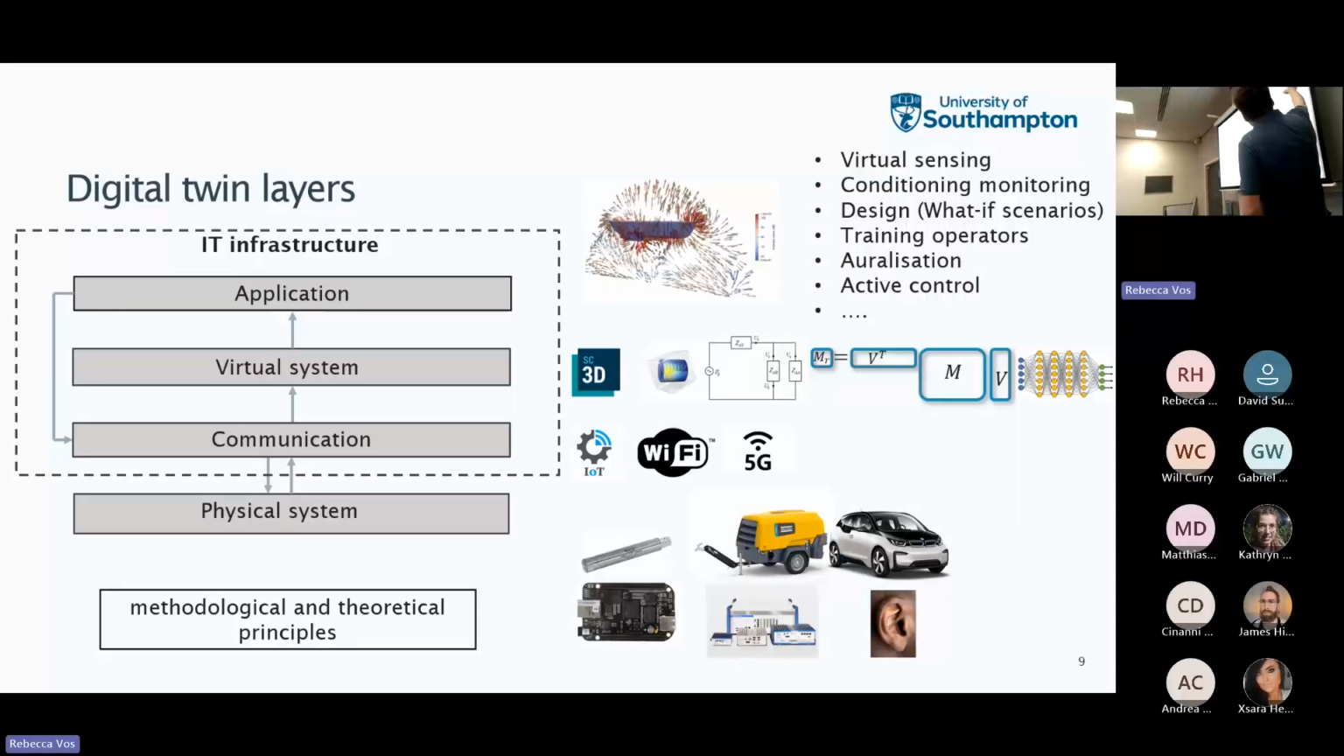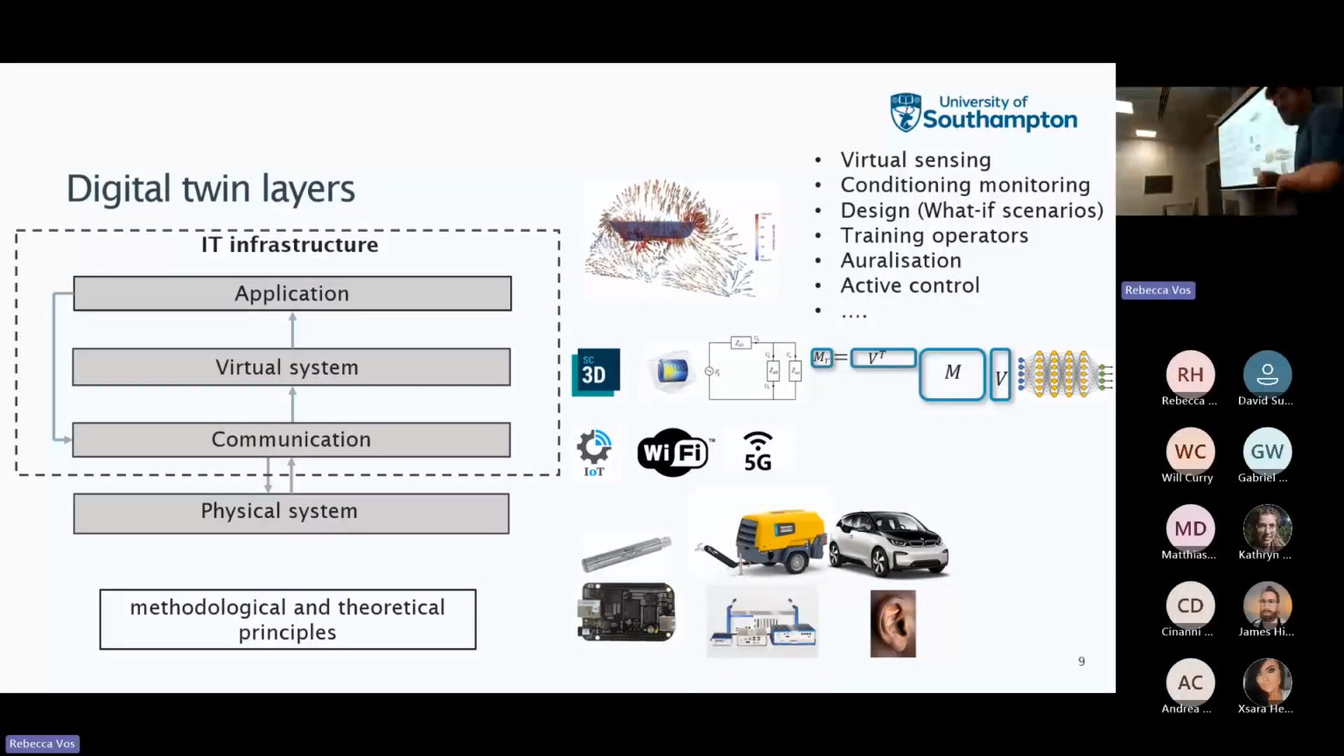But we can also use a digital twin to help us with condition monitoring, so to see when a machine is starting to break down based upon the sensor data that we get. We could also use it in a design context, for example, to run what-if scenarios, meaning we can change parameters to see what's the impact of changing these parameters on the system.